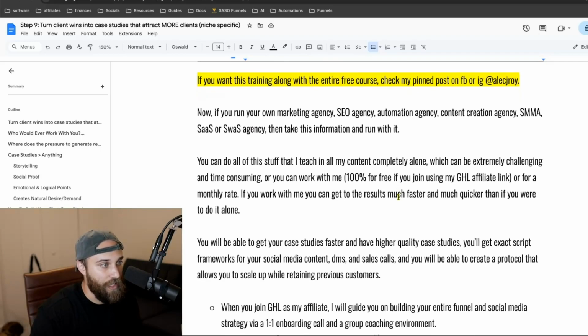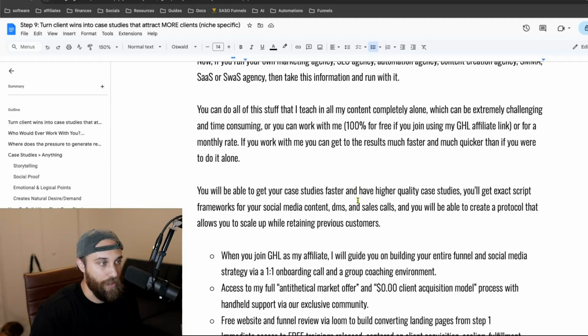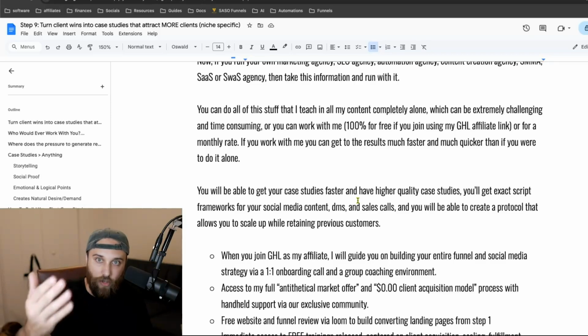Now, if you run your own agency, I want you to take this information and run with it because you can do all this stuff. You can take it, you can run with it. It's going to be challenging. It's going to be time consuming. I know that because that's how I did it. It took me 3 years to do what I probably could have done in 3 months, but that's okay. I was so stubborn. So if you're stubborn like I was, no hate, no shame, go and do it.